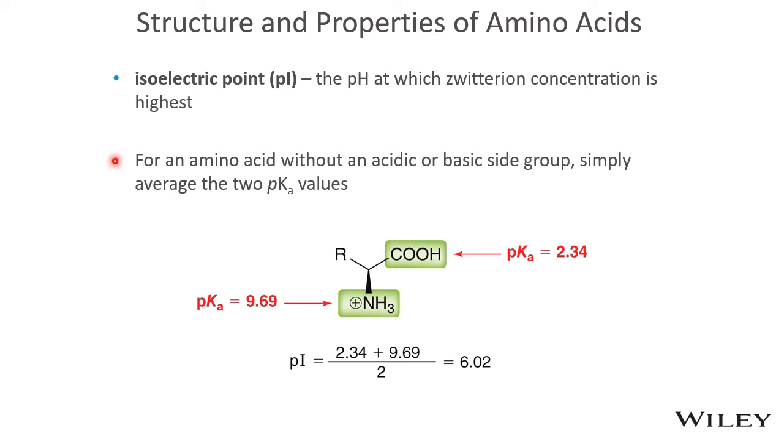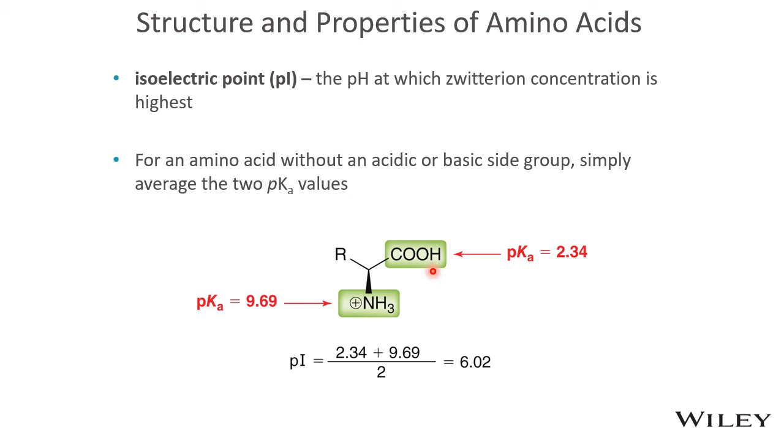Now to calculate the pI for an amino acid, and these are specifically the instructions for calculating it when it doesn't have a basic or acidic side group, you're simply going to average the two pKa values. So for instance, in this amino acid, the R group is just a regular alkyl group, a group that doesn't have acidic or basic properties, so there's no pKa value for the side chain.